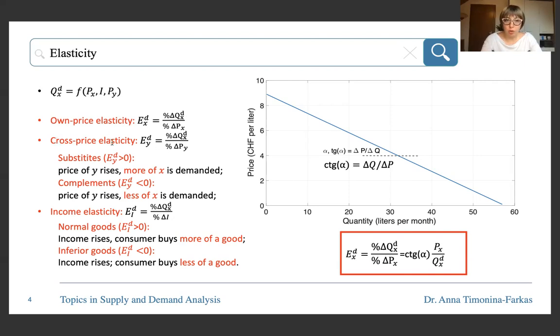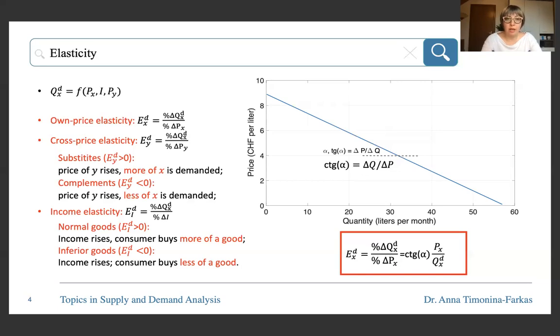The cross price elasticity is the reaction of the quantity purchased of the good X to a movement in a price of another good, of a good Y. For example, if the price of Coca-Cola rises, one tends to purchase more of Pepsi. And in this case, the elasticity, this measure would be positive. And we can say that Pepsi is a substitute of Coca-Cola and Coca-Cola is a substitute of Pepsi. However, if the relation would be negative, it would mean that as soon as the price goes up, the quantity purchased of another good goes down.